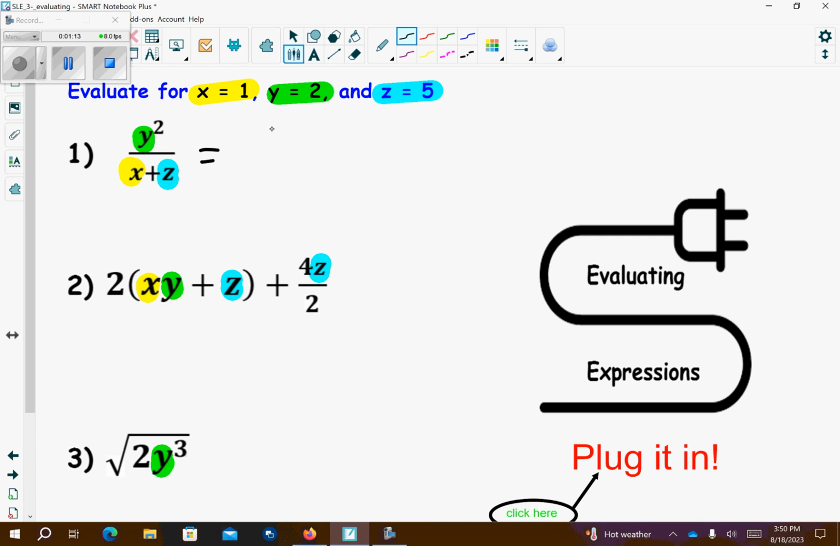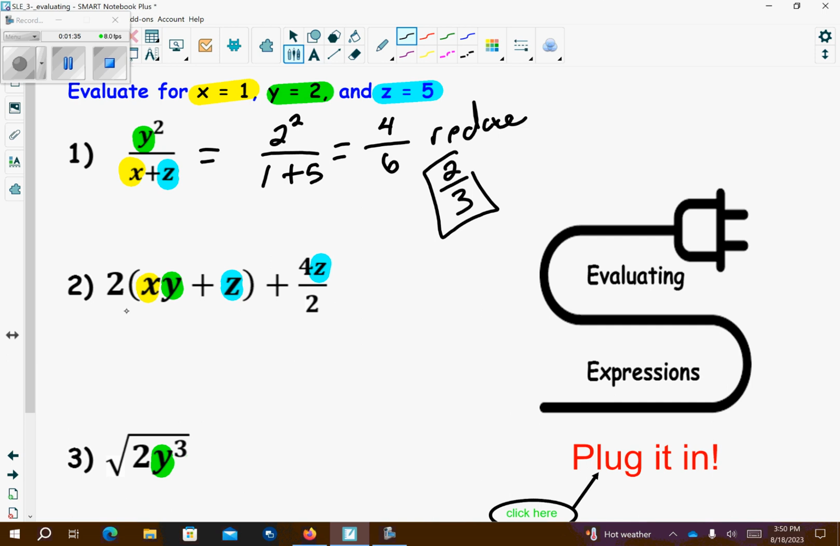All right, so for the first one I get y squared, so that's 2 squared over x, which is 1, plus z, which is 5. Well, 2 squared is 2 times 2, which is 4, and 1 plus 5 is 6, and then we need to reduce this. 2 goes into both, so that gives me an answer of 2 over 3.